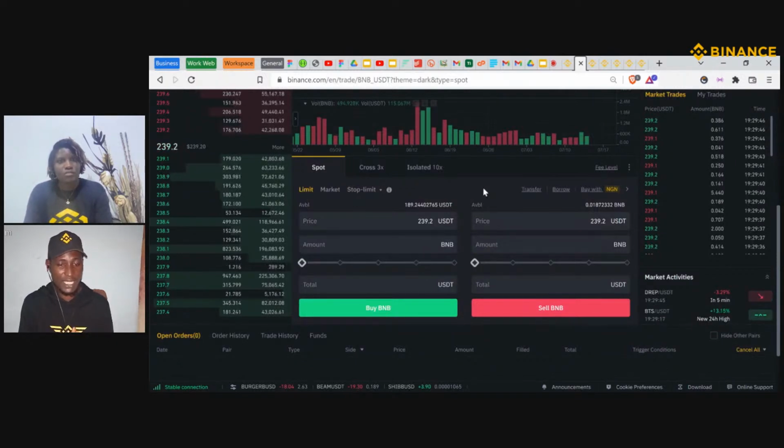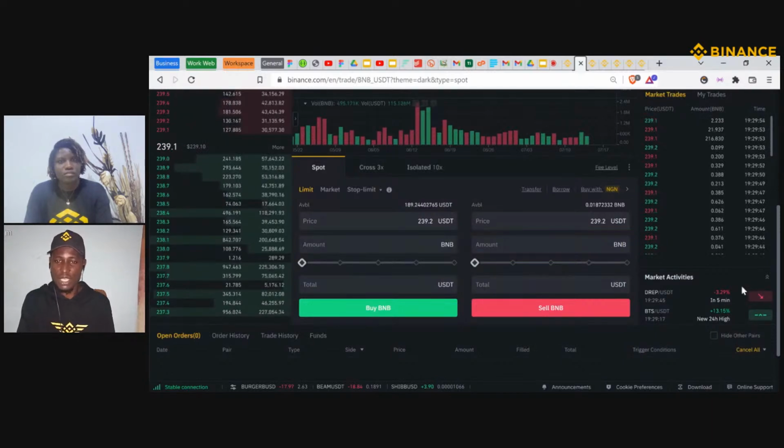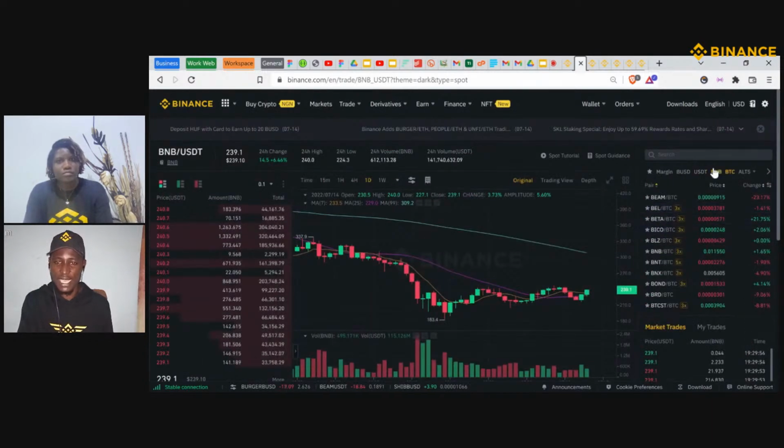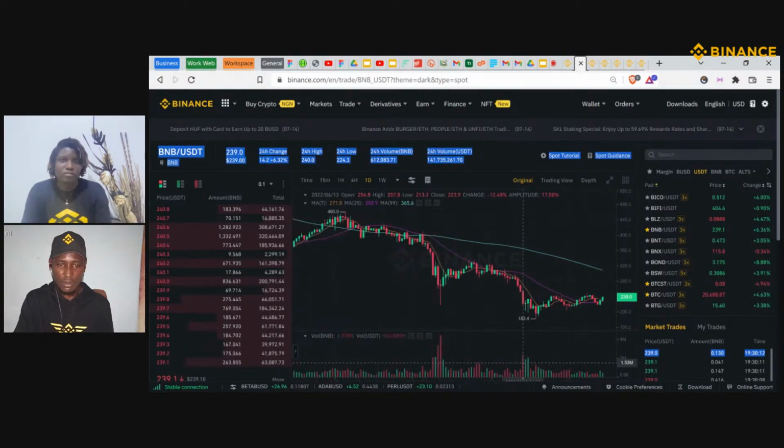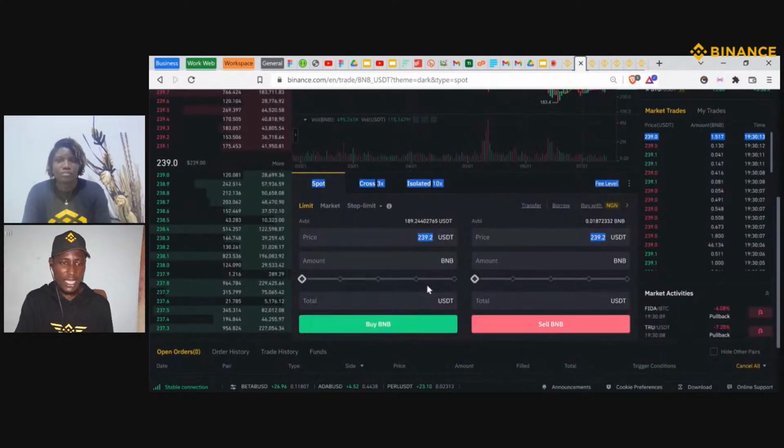When you're placing a limit order, you're either buying or selling. So let's just assume we have USDT in our wallet and we want to buy BNB. Make sure you have BNB selected in your USDT pairs. Since I have USDT in my wallet and I want to buy BNB, I'll go to my USDT pairs, select BNB/USDT, which is already selected, then go to where I want to place my trade.